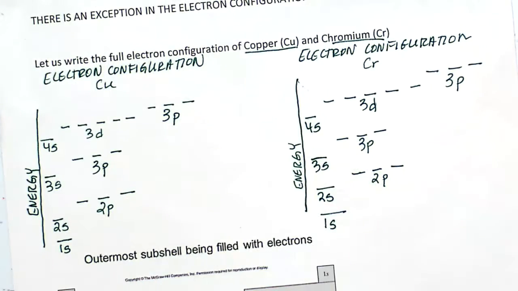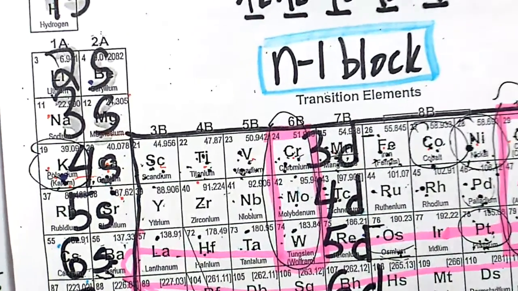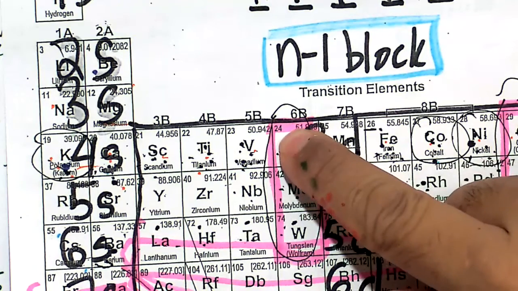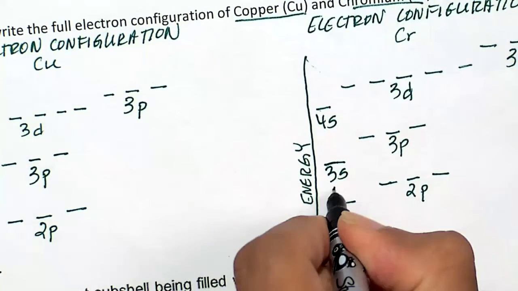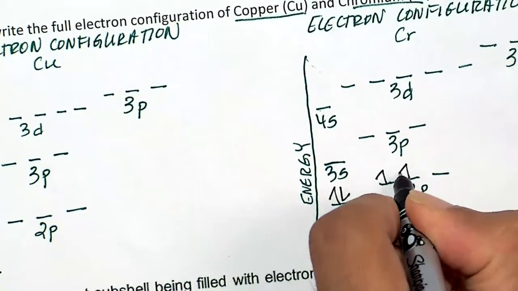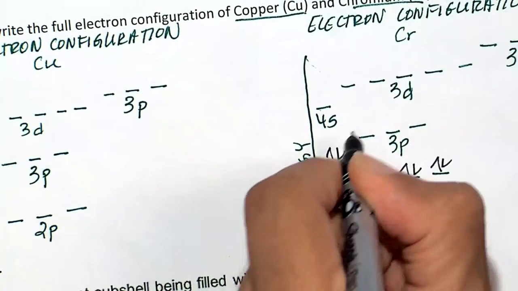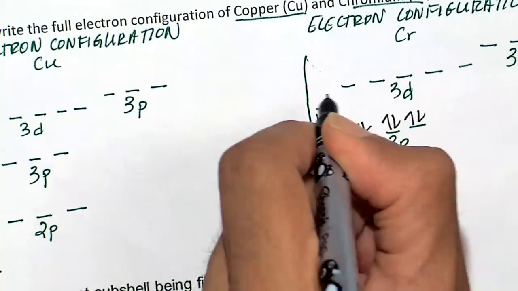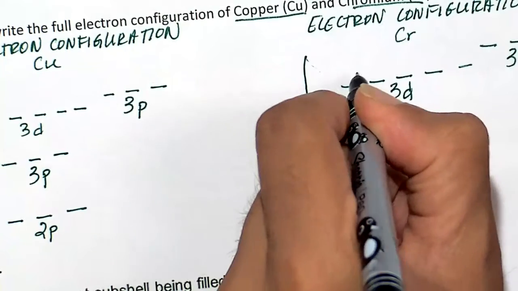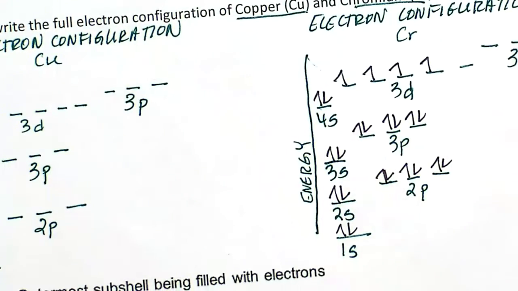Electrons go marching in. How will they march in for chromium? How many electrons in chromium? 24. Okay, ready? 1, 2, 3, 4, 5, 6, 7, 8, 9, 10, 11, 12, 13, 14, 15, 16, 17, 18, 19, 20, 21, 22, 23, 24.